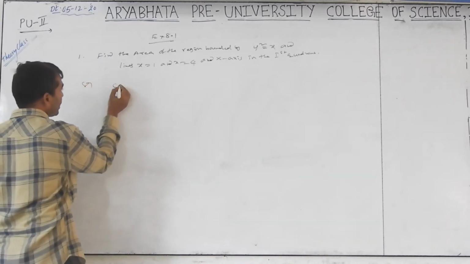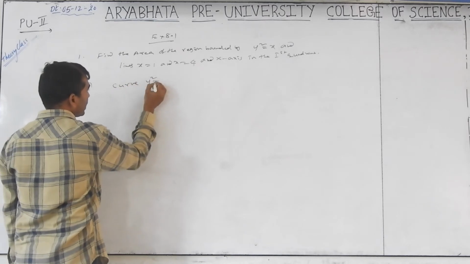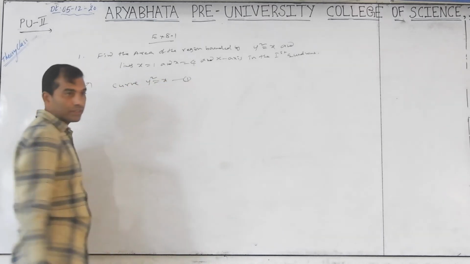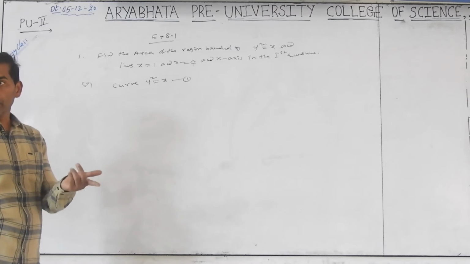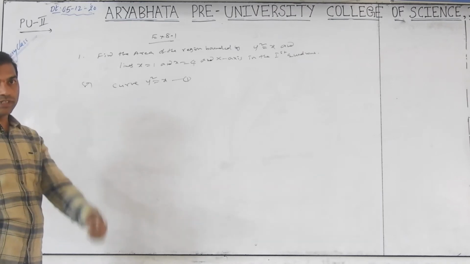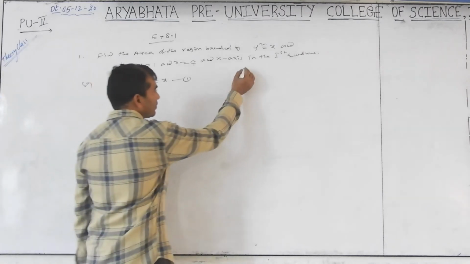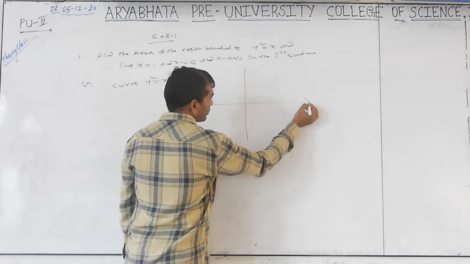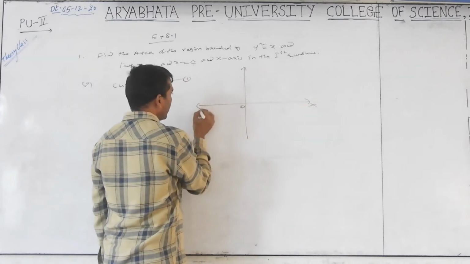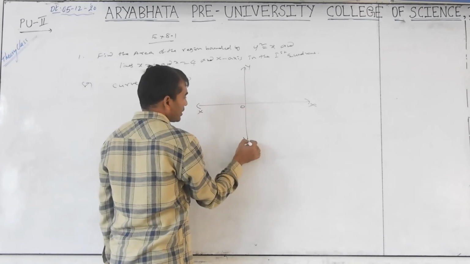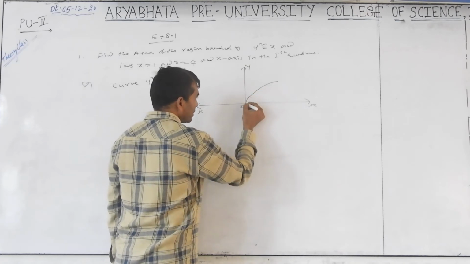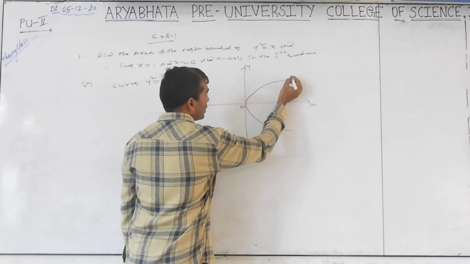First, the given curve is y square equal to x, which is a parabola that opens to the right, towards the positive x-axis. First, you draw the graph: XO, X dash, YO, Y dash. This is y square equal to x.